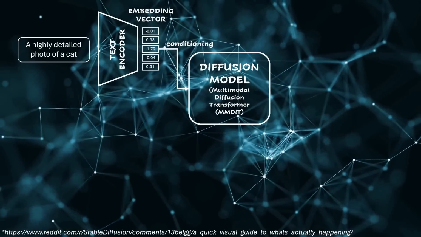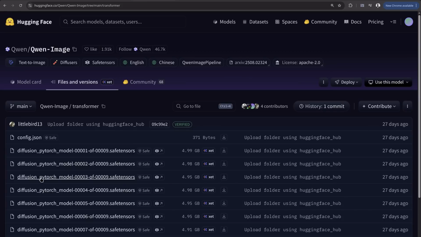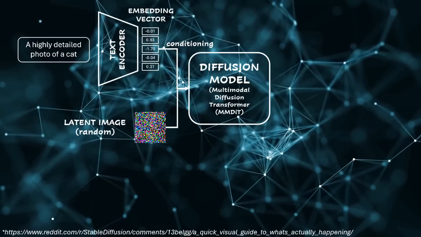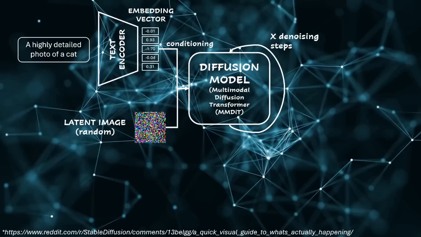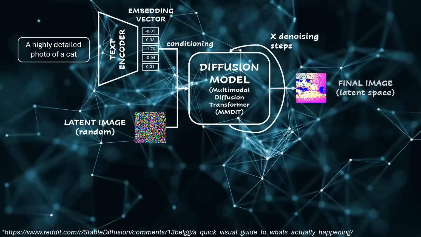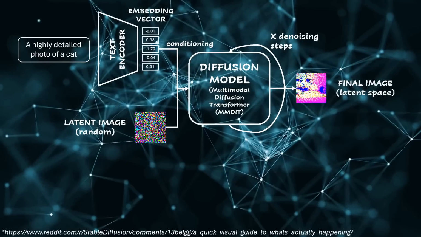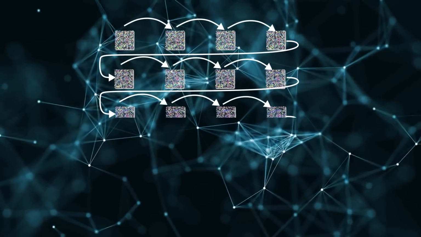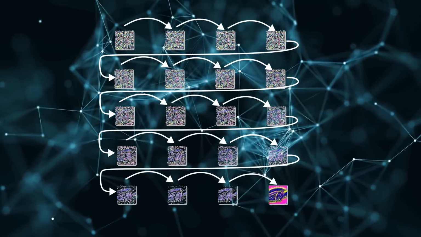Next, we have the diffusion model, the generator. Qwen Image uses a multimodal diffusion transformer. It works by starting from random noise in the latent space and iteratively denoising it step by step until the structure of the image emerges. Normally you run 50 steps, and each step only makes a small correction.